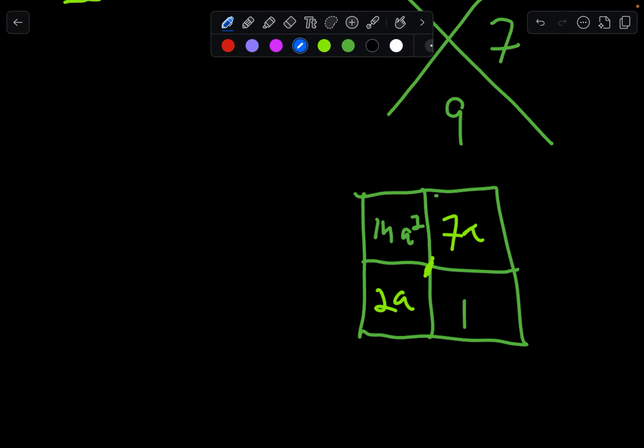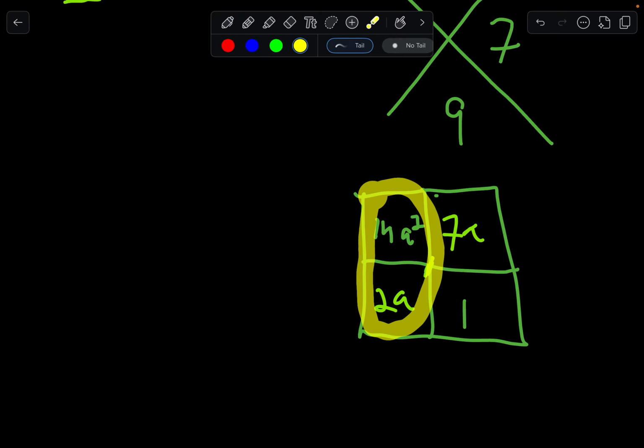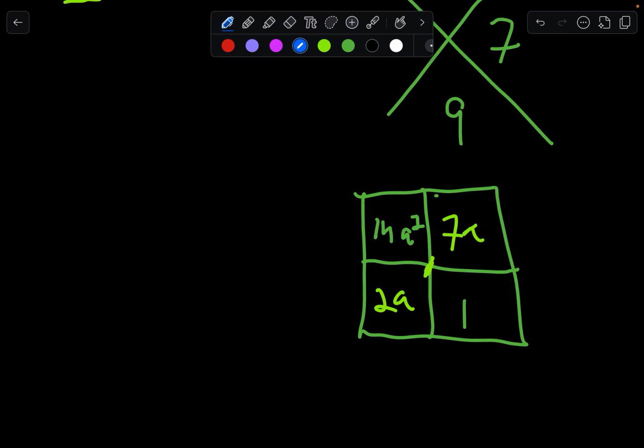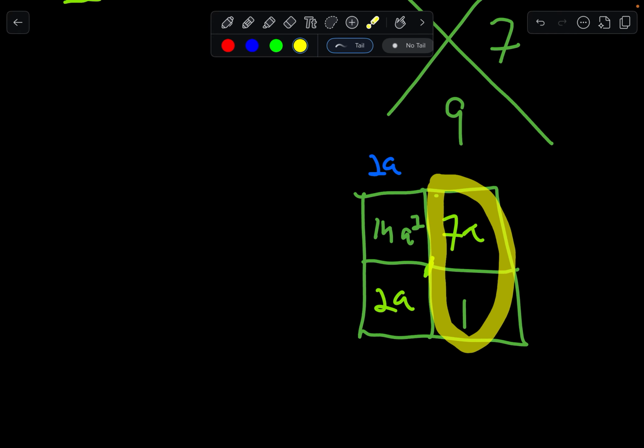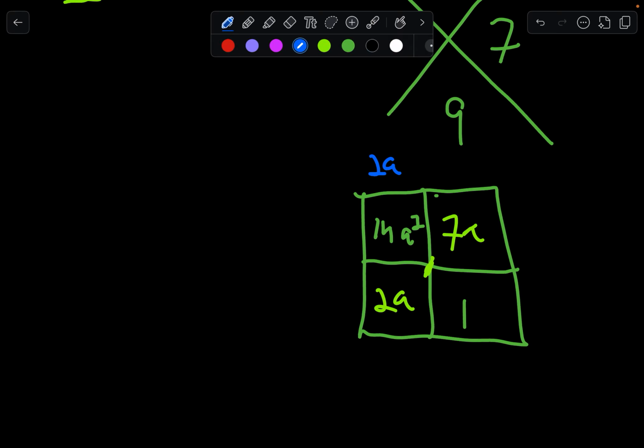And what's GCF? Let's GCF down the first column. We got 14a squared and 2a. 2 and a can come out. Okay. Now we GCF down this column. 7a and 1. Well, a 1 is the only thing that's common, so we can pull out the 1.